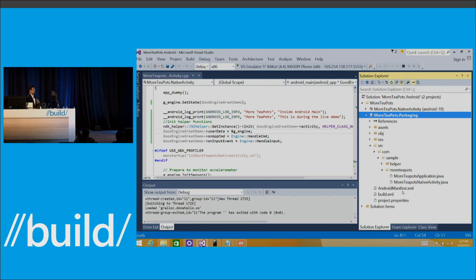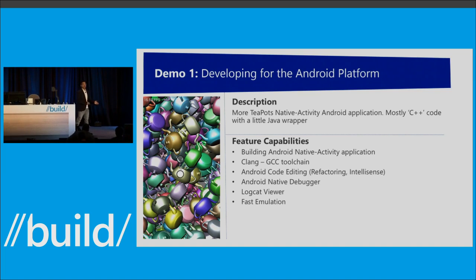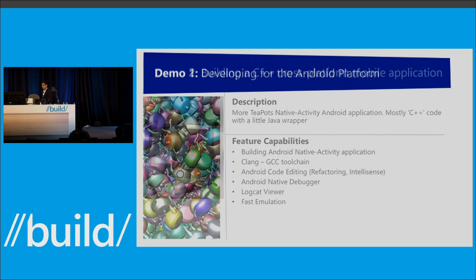And by the way, I need to switch slides again. Here are some of the features that we talked about: building Android native activity, the client GCC toolchain, refactoring, IntelliSense, the Android native debugger, Logcat Viewer, and fast emulation. Now, everything that I've shown you for debugging right here, you guys can also bring in your existing Android application from whatever IDE you guys are using, and you can debug that in Visual Studio. We provide support for that as well. If we have time, we'll get into that demo. So I'm actually going to go ahead and go to the next demo now.